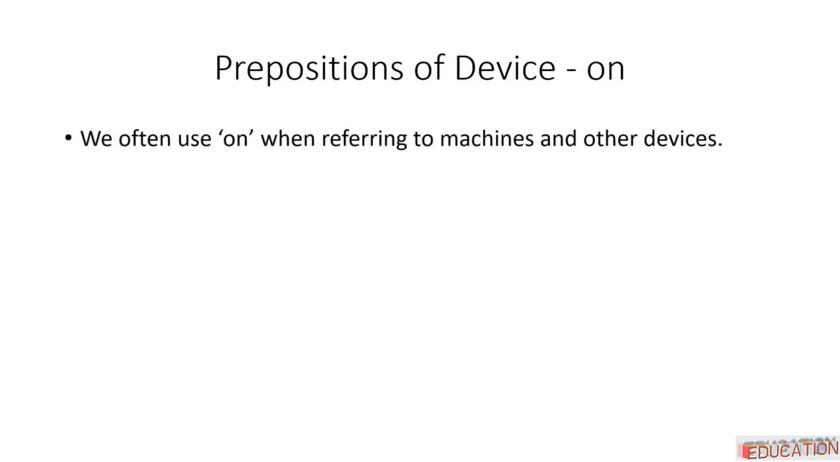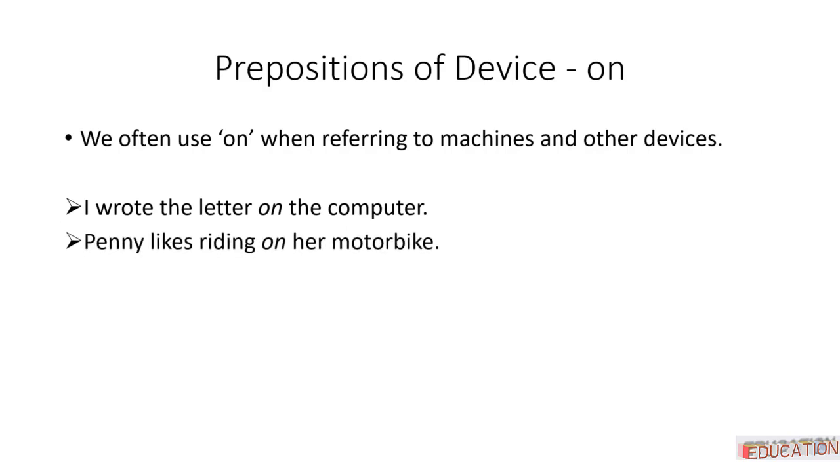We often use on when referring to machines and other devices. I wrote the letter on the computer. Penny likes riding on her motorbike.